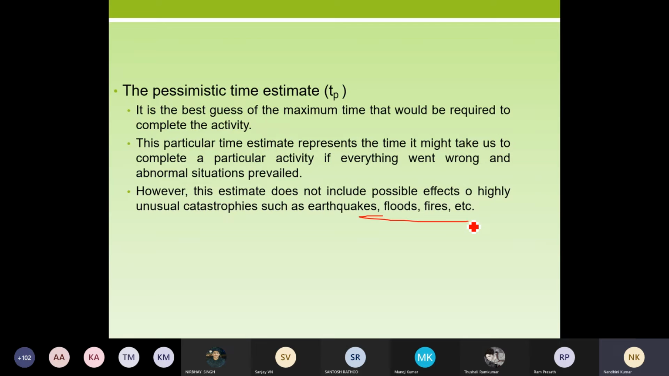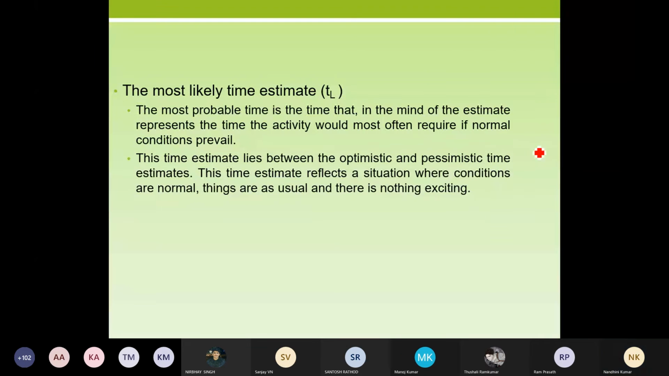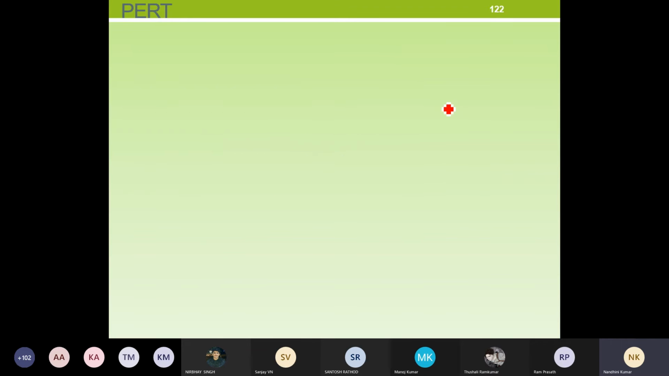For the items related to your men, material and money only, you're going to give your time estimates. The most likely time estimate, the most probable time, is the time the activity would most often require if normal conditions prevail. So it is the frequent requirement of time. The time estimate lies between the optimistic and pessimistic time estimates. It reflects a situation where conditions are normal, things are usual, and there is nothing exceptional. So under the normal condition, you calculate it as TL, T capital L. This is your most likely time estimate.